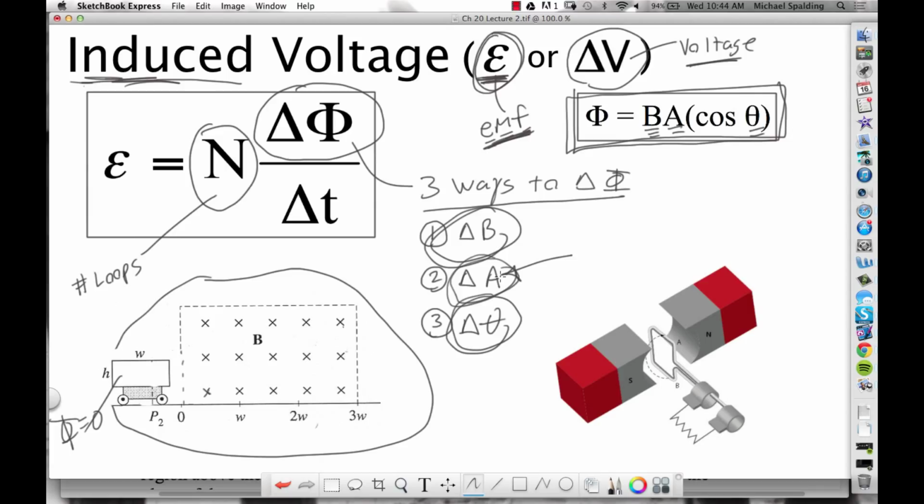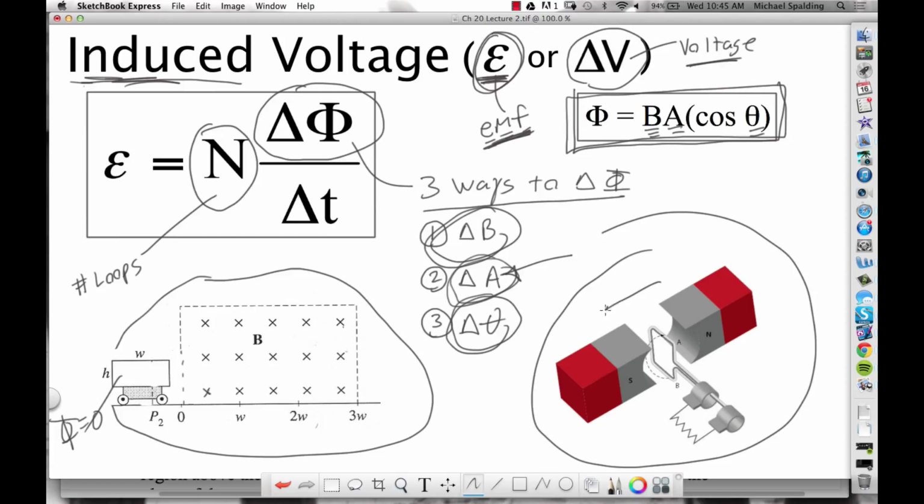Okay, let's look at this situation over here. Here's a magnet. So the magnetic field is going from the north end of the magnet to the south end of the magnet. In this space in between, the magnetic field is shooting that way, from the north end to the south end. And what they're doing is they're taking this loop right there and they're rotating it. The loop is turning in there. So what's happening in this situation? Is the B changing? Is the A changing? Or is the theta changing? The theta. If you take a loop and you rotate it through a magnetic field, you're changing the theta, right? So those are just 2 examples.